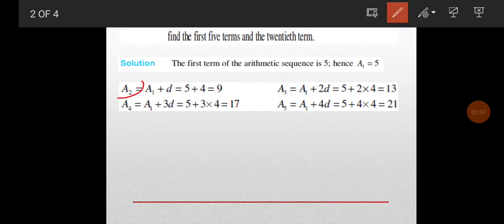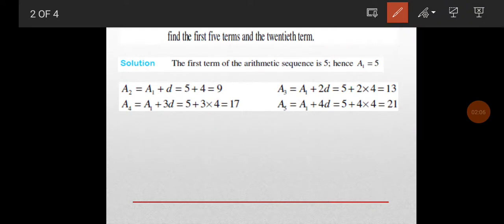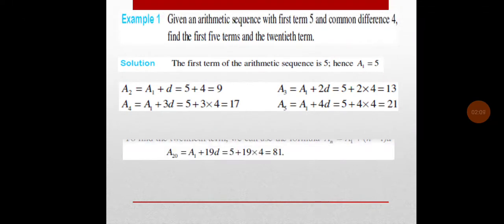So the second term will be the first term plus the common difference. When we are trying to find the third one, the first term plus 2 times the common difference. And in the same manner, the fourth one, still the first term plus 3 times. Try to compare these numbers. When we are trying to find the fourth term, we take 3. If we are trying to find the fifth term, we will take 4 times 4. The remaining follow the same pattern. So the formula will lead us to the solution at every point.